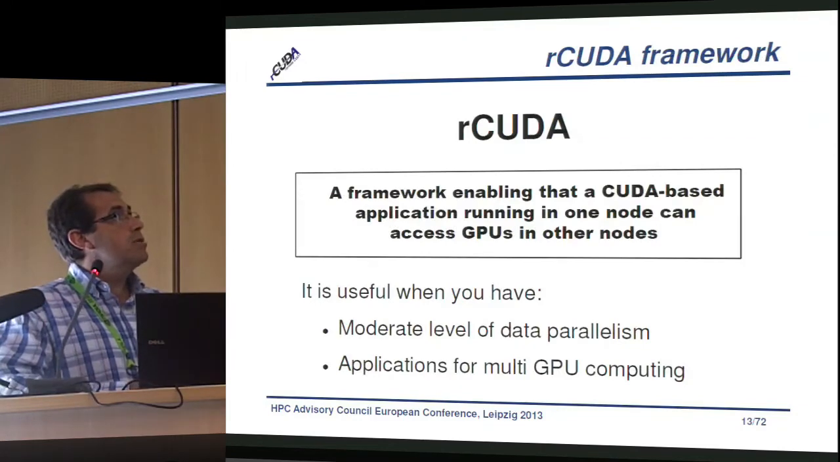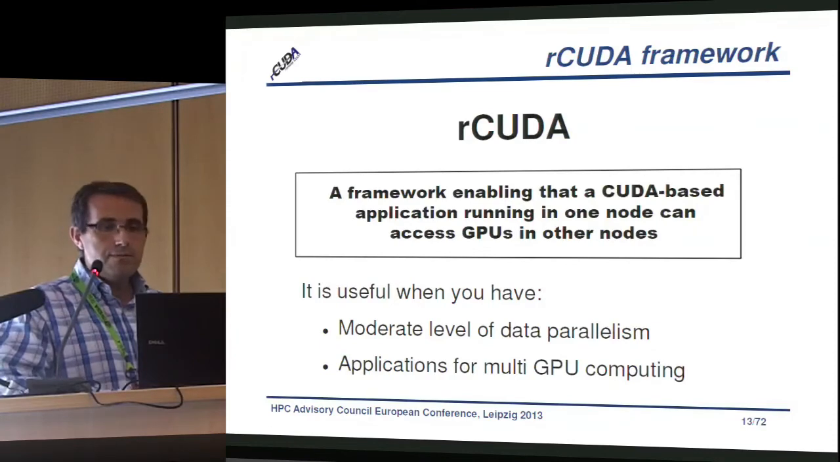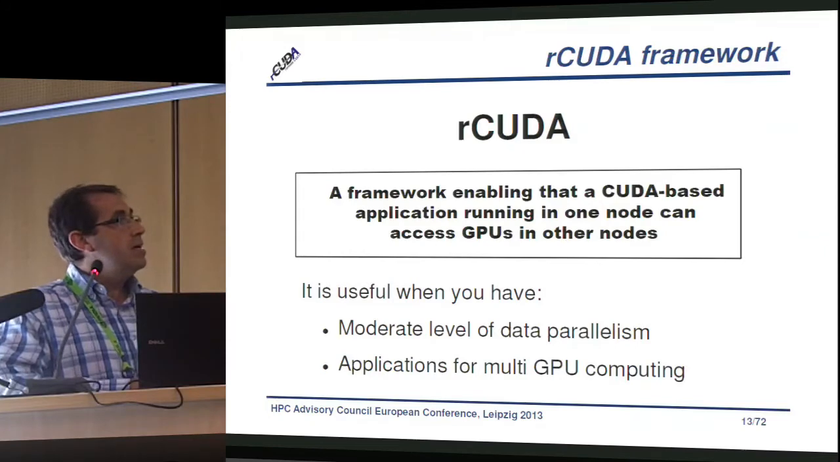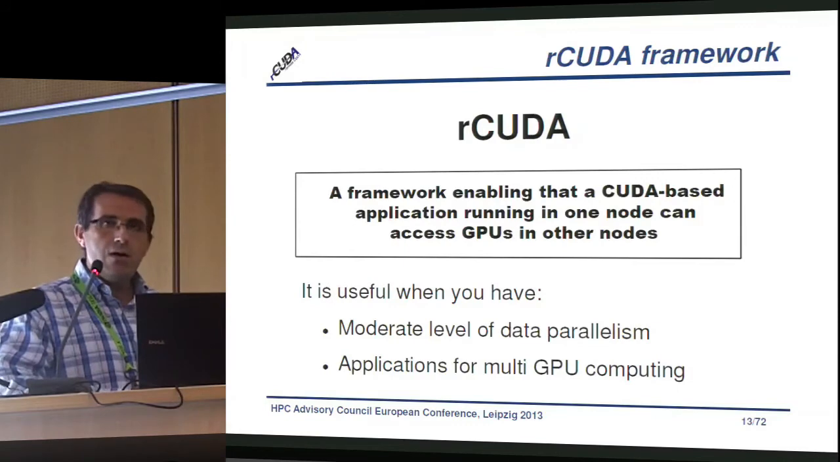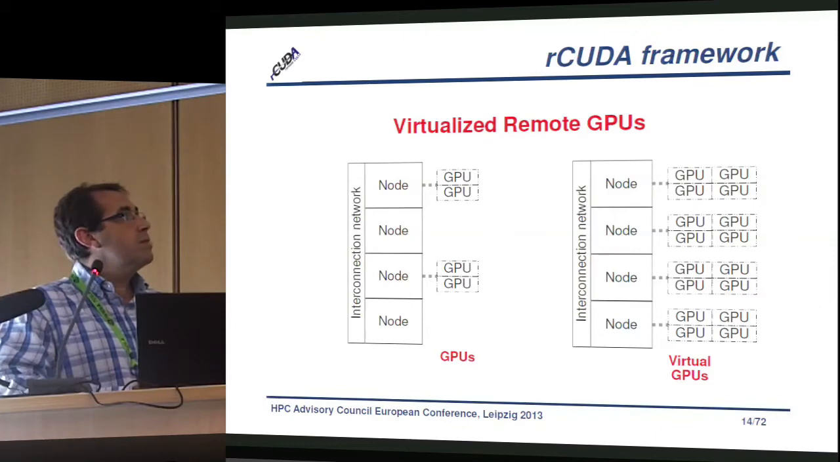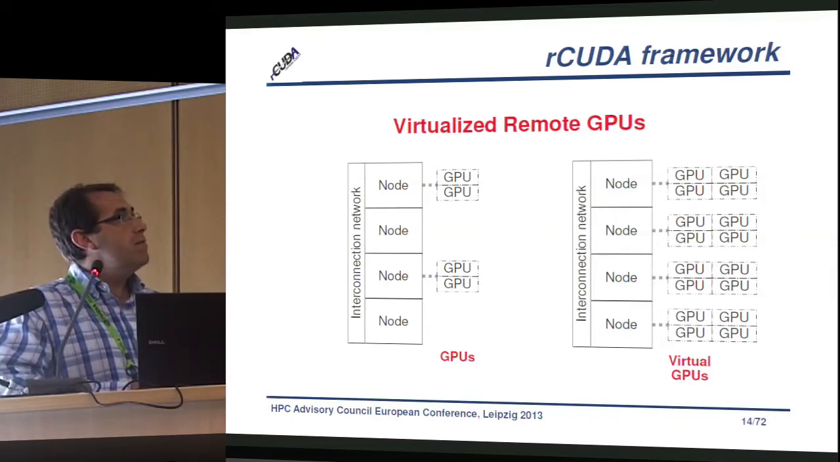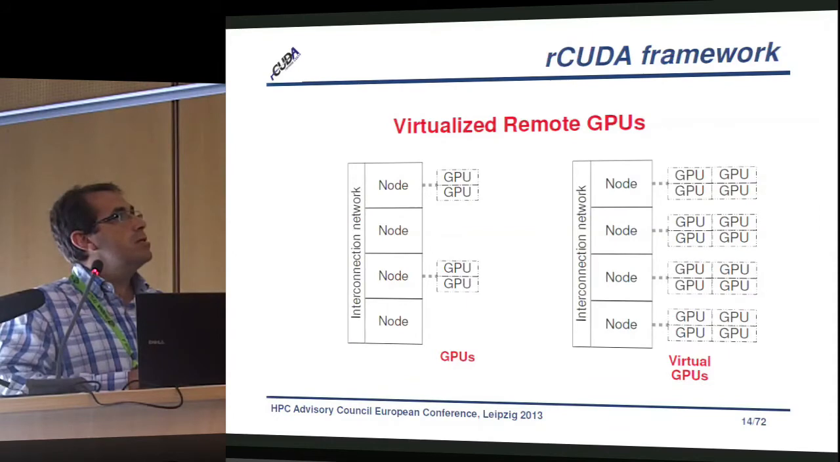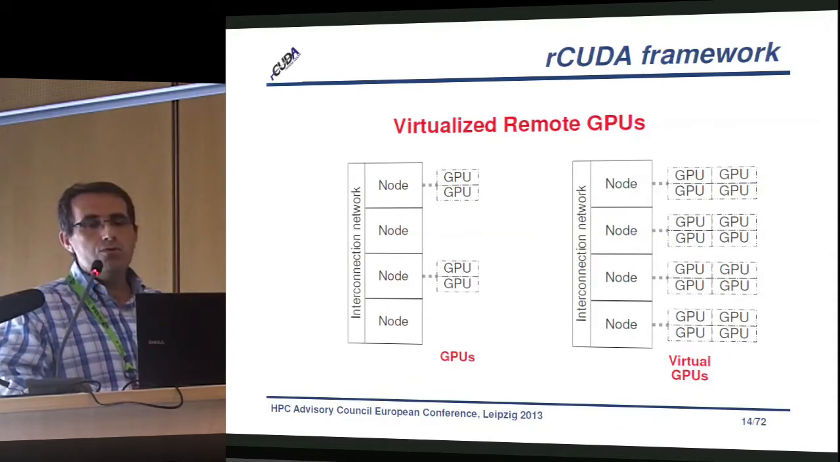What is remote CUDA? Remote CUDA is a framework that enables a CUDA-based application running in one node to access GPUs on the other nodes. As I have said, we think this is useful when you have a moderate level of data parallelism and applications for multi-GPU computing. What we have done is a framework in which, if you have a configuration like this, you have a small cluster or grid cluster, but you have put GPUs only in some nodes.